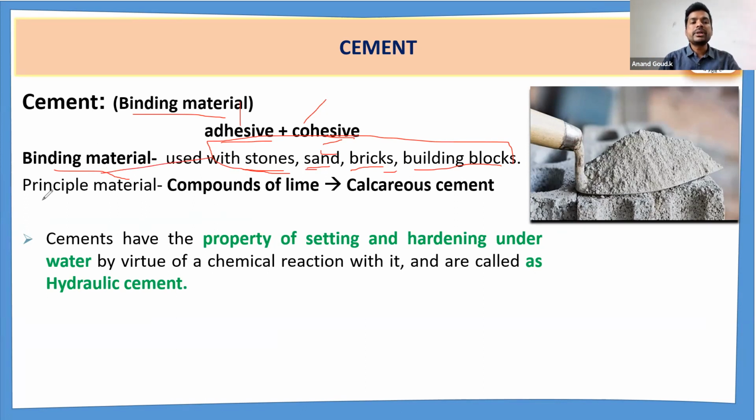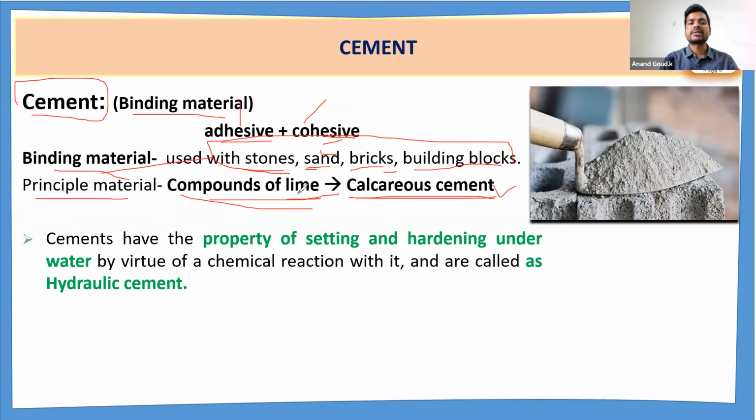Now coming to the principal material in the cement. Cement is manufactured using different raw materials, and the major material is lime. It has compounds of lime. That is why cement is sometimes called calcareous cement. Sometimes you will hear the name calcareous cement, so don't get confused. Because of these compounds of lime, we call it calcareous cement.